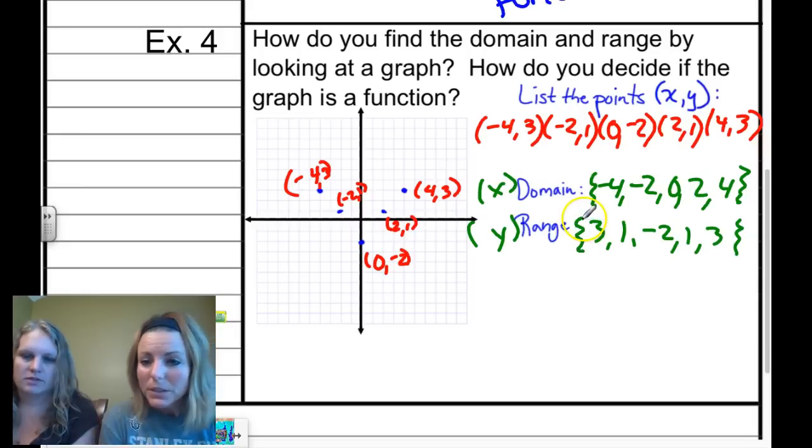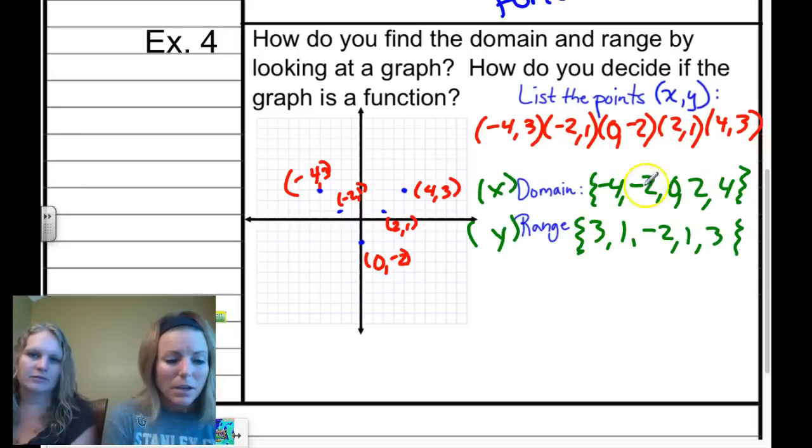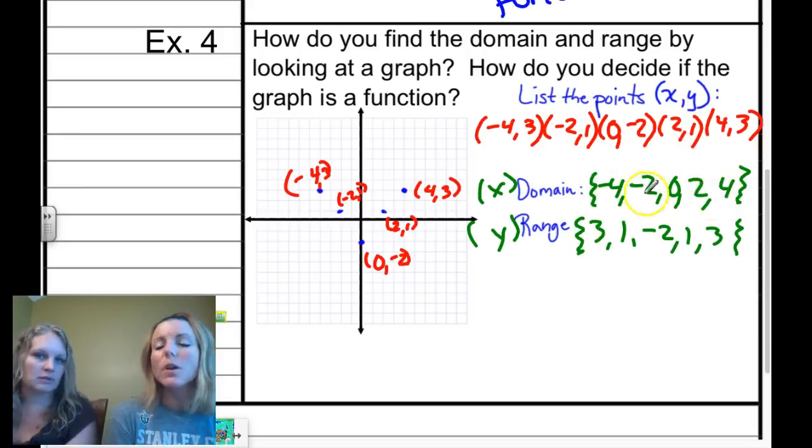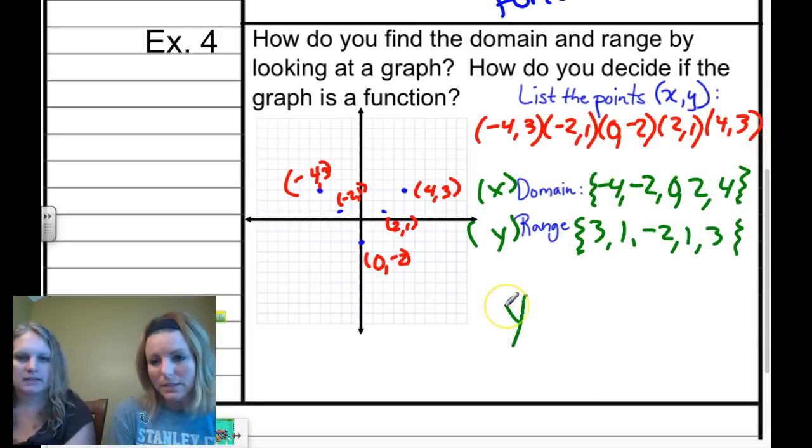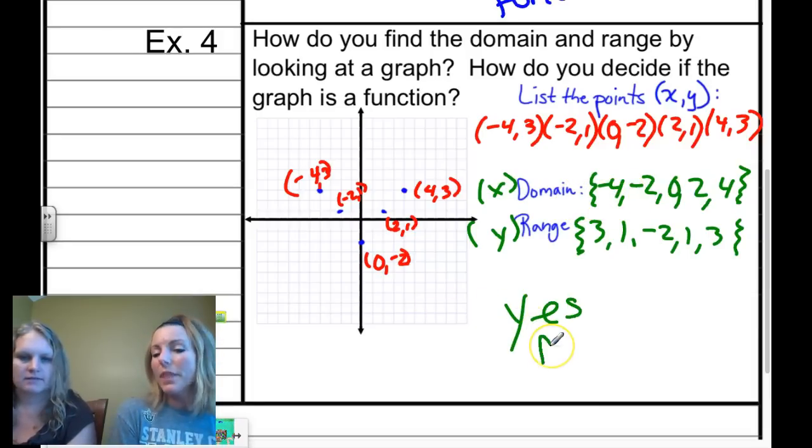Correct. So we just look at our domain. Are any of them repeating? No. So then is this a function? Yes.